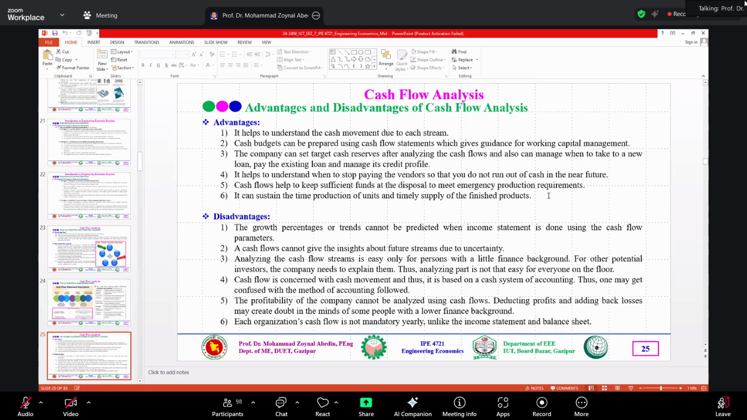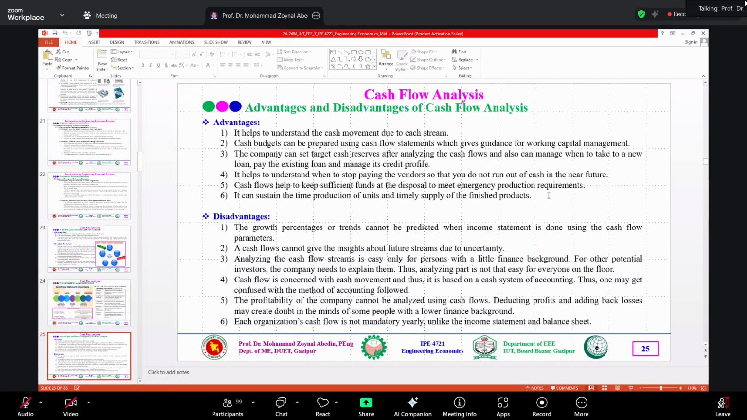Number five, the profitability of the company cannot be analyzed using the cash flows. Deducting profits and adding back losses may create doubt in the minds of some people with a lower finance background. So you cannot expect all your employees to be able to handle the cash flow analysis. Someone will not be able to handle it, but the expert people can. So that's why there will be a little disadvantage.